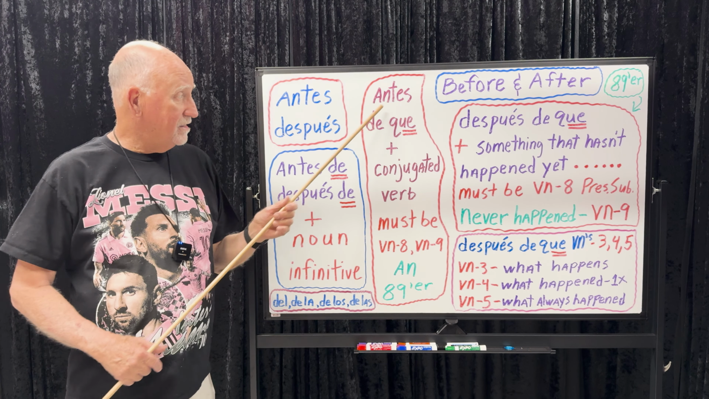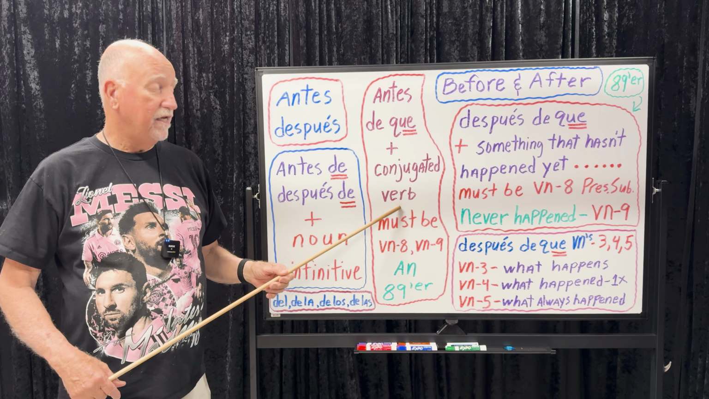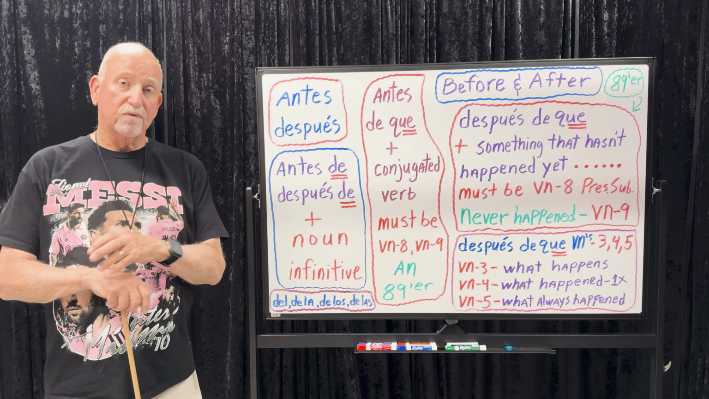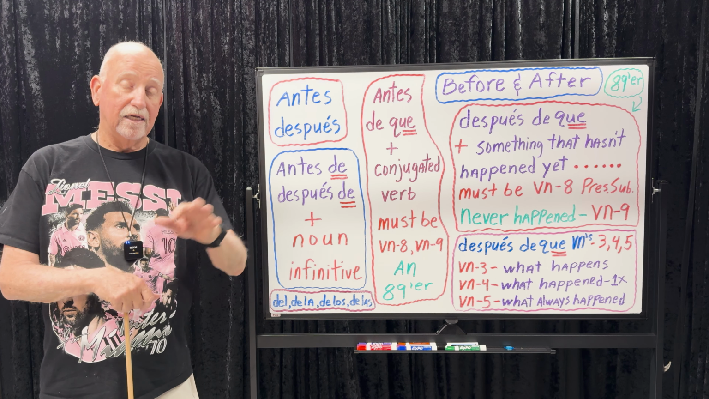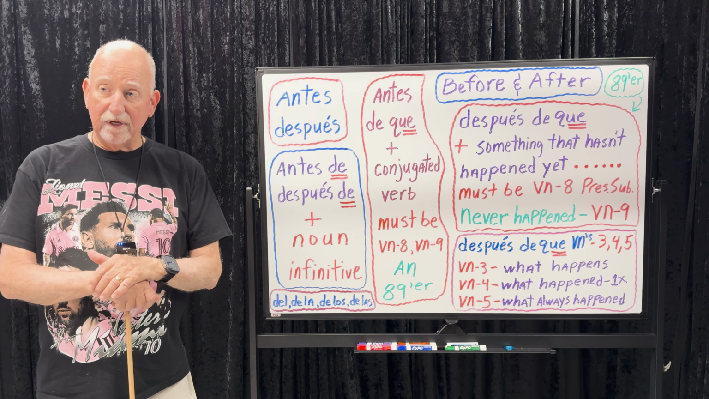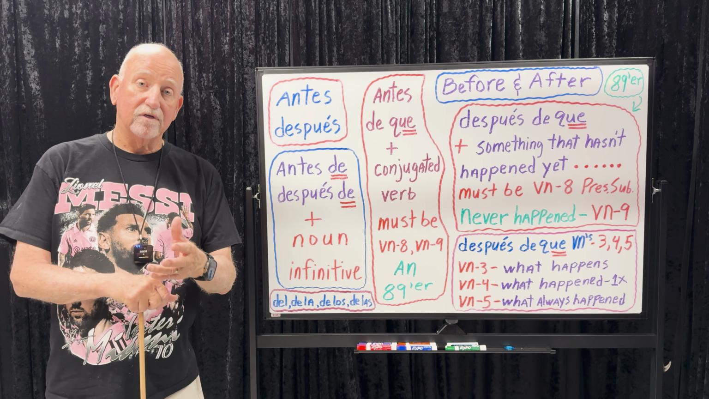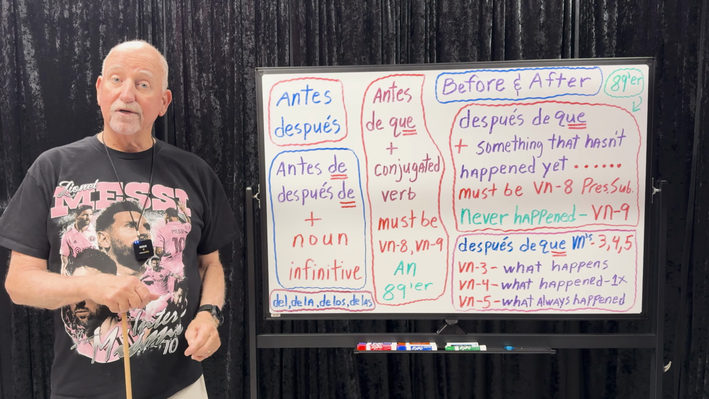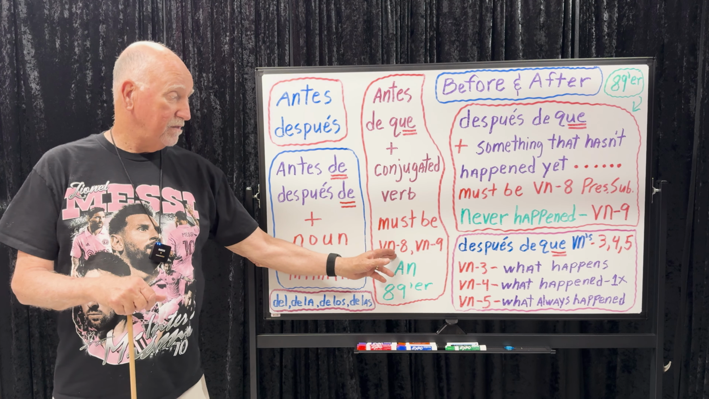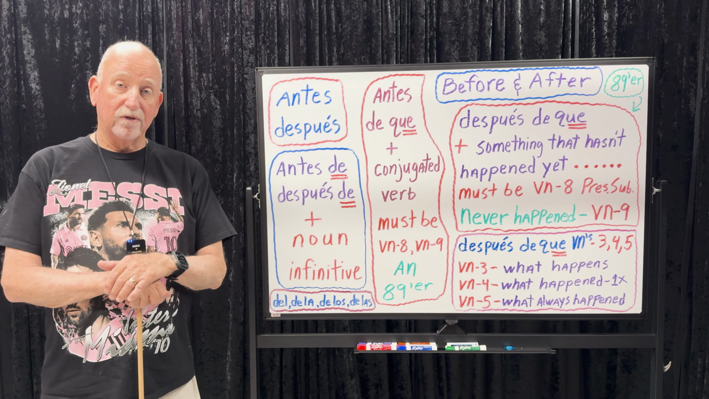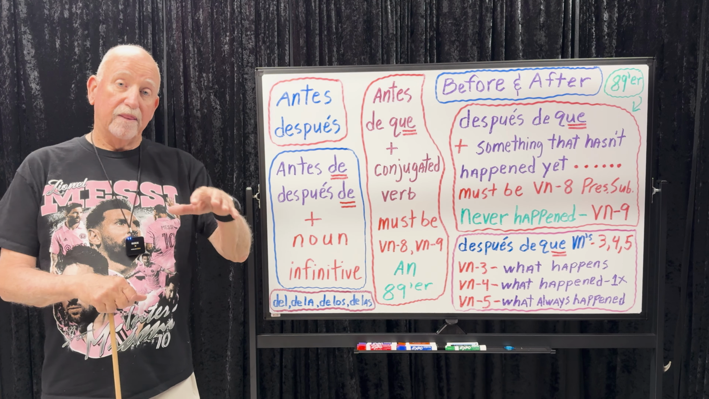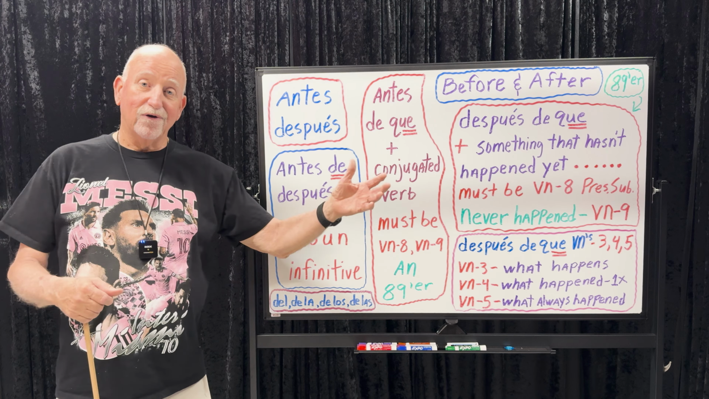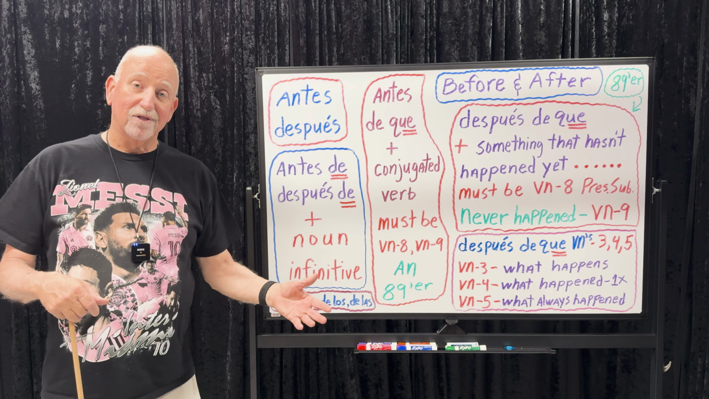Then we're going to take antes de que plus a conjugated verb. So if you say like, before I got home, before it starts raining, before I get to school today, I need to do this. Before we leave this morning, I want to eat a good breakfast. Before plus a conjugated verb, you're going to find out it's an 89er. You can use either present subjunctive or past subjunctive, whether or not you're referring to something in the present or future or the past.